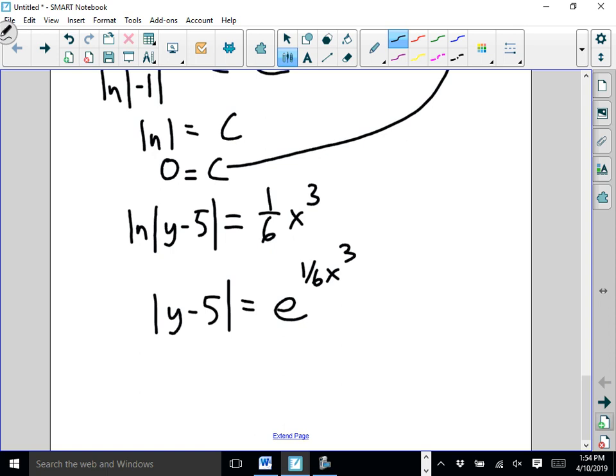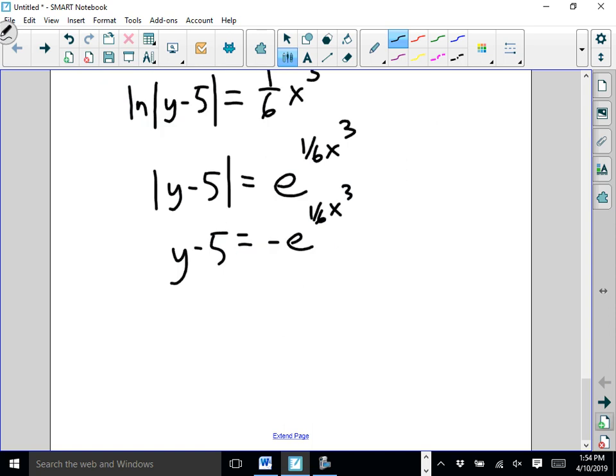Now here's the point that's really important. When I drop my absolute values here, I have to make this negative e to the 1/6 x cubed. Okay? And you'll see why when we do the check. Now solving for y, I have one more step. I get y equals negative e to the 1/6 x cubed plus 5. When you do your test, you'll see why, right?